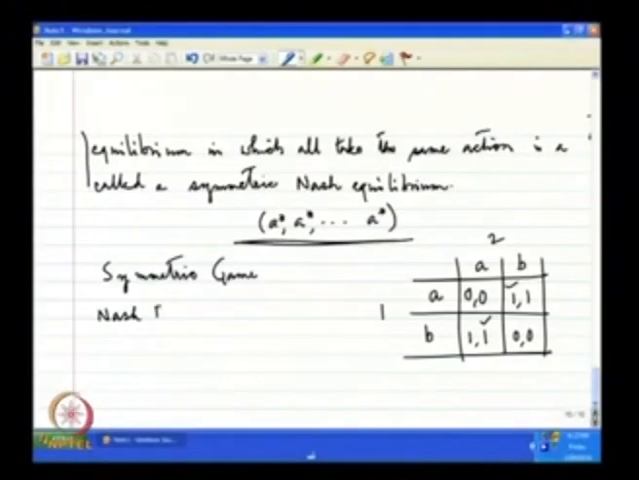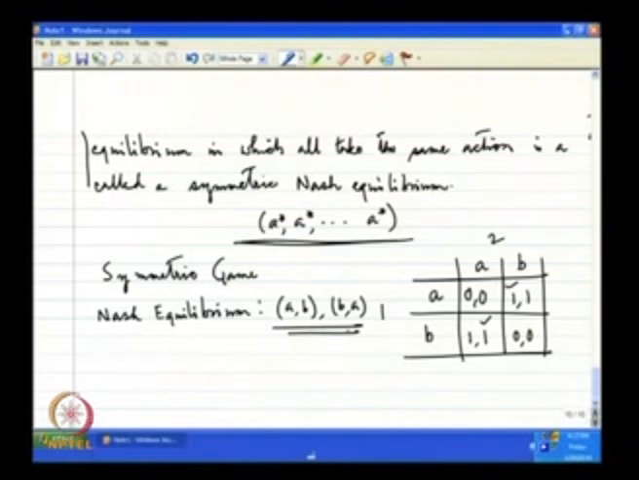However, which are the Nash equilibria here? There are two Nash equilibria here, one is AB, other is BA. And one can easily see that none of them is a symmetric Nash equilibrium. In a symmetric Nash equilibrium, the actions of the players must be the same actions.